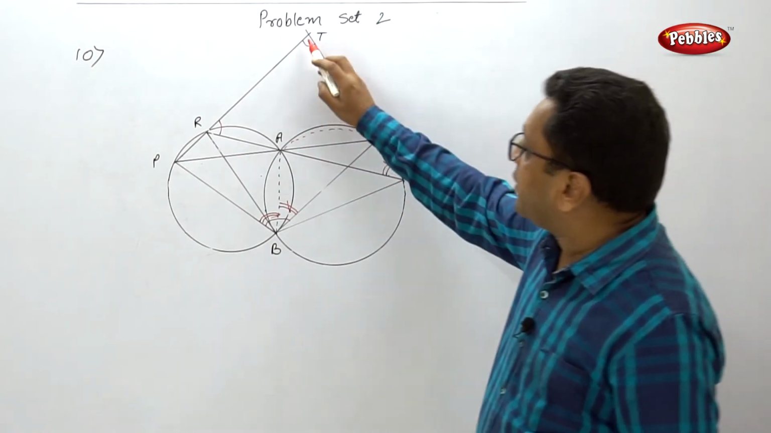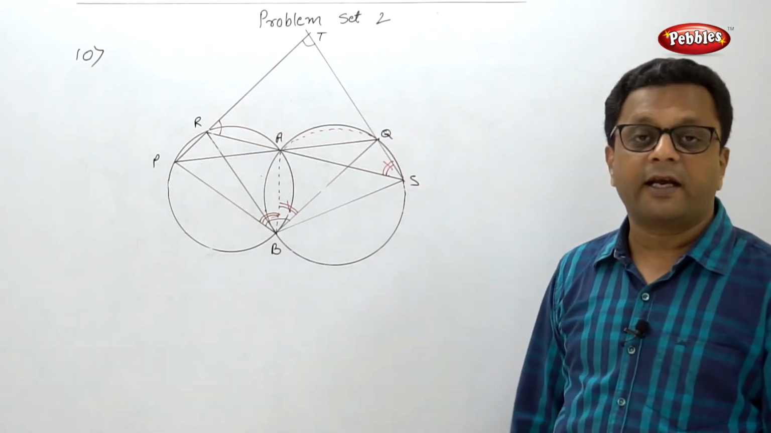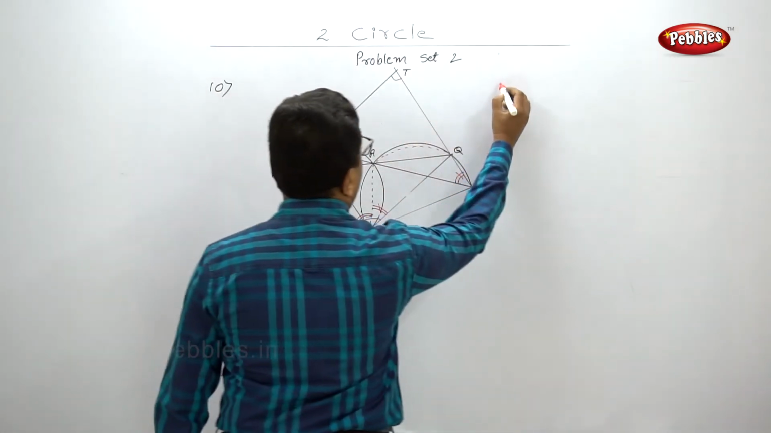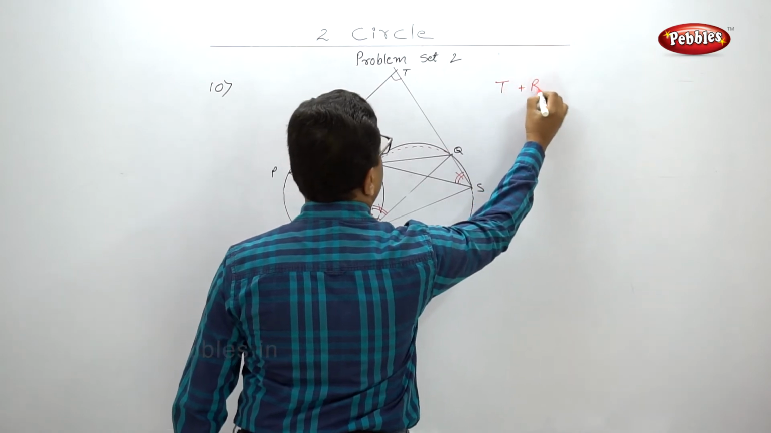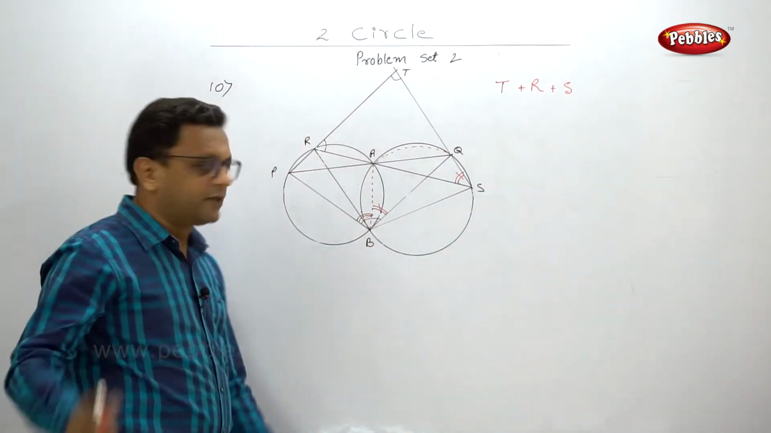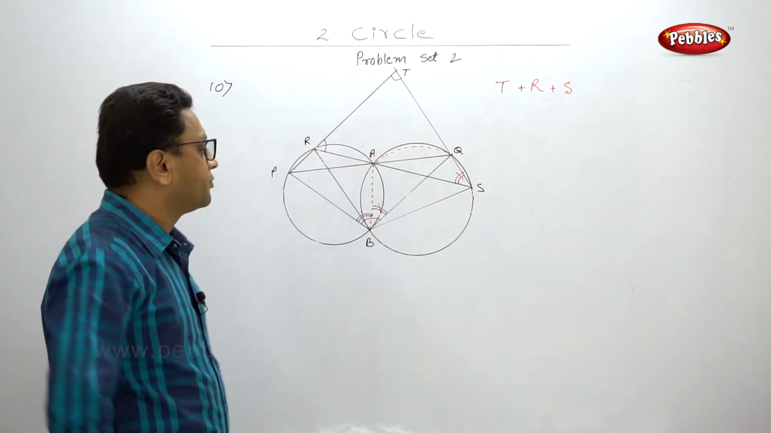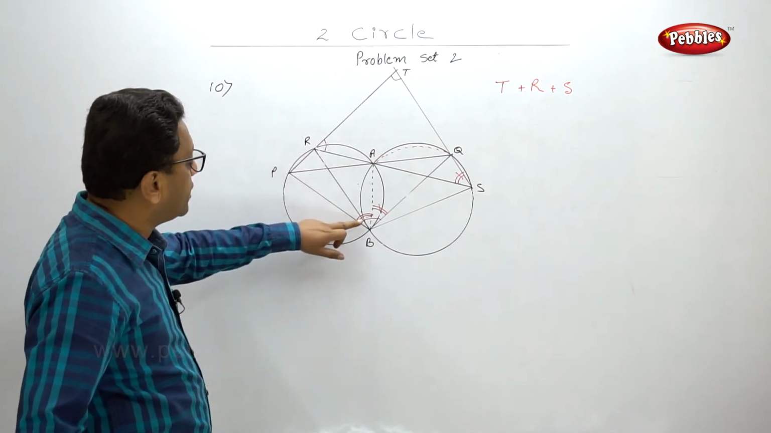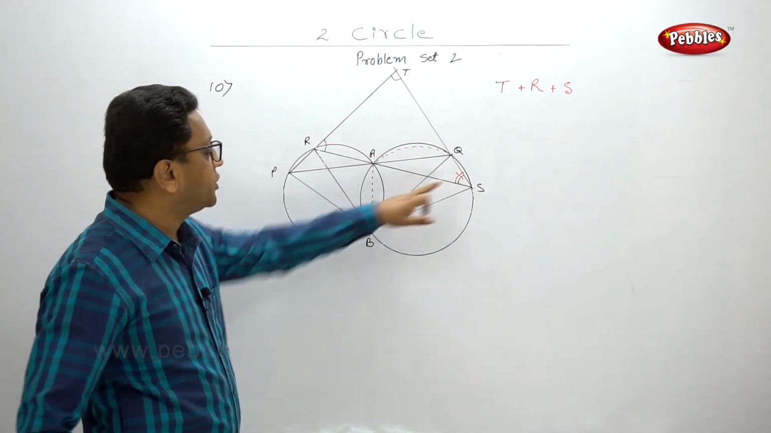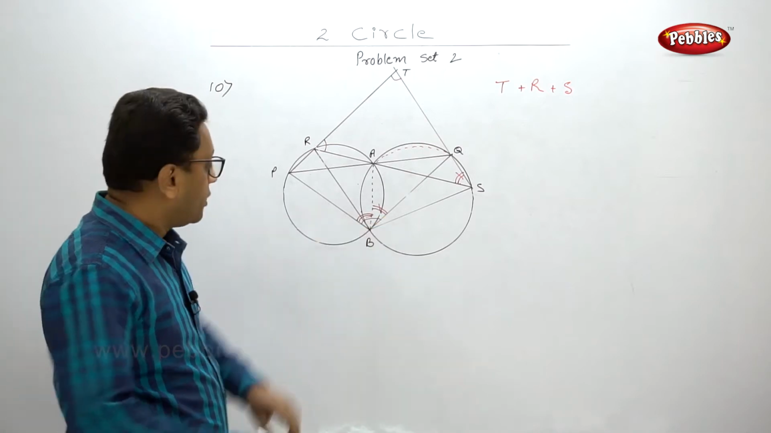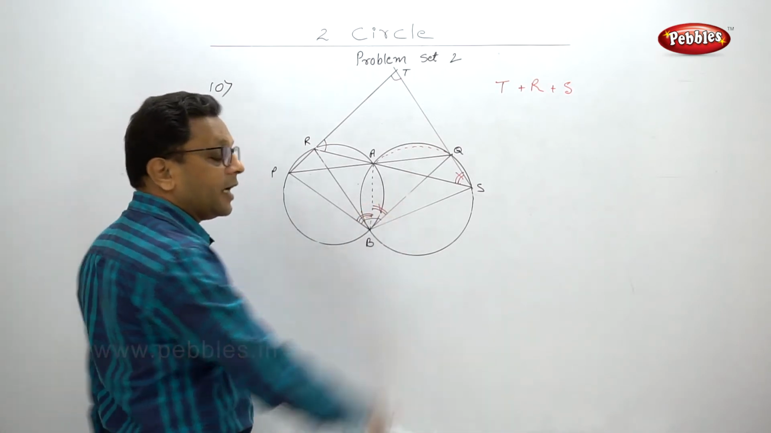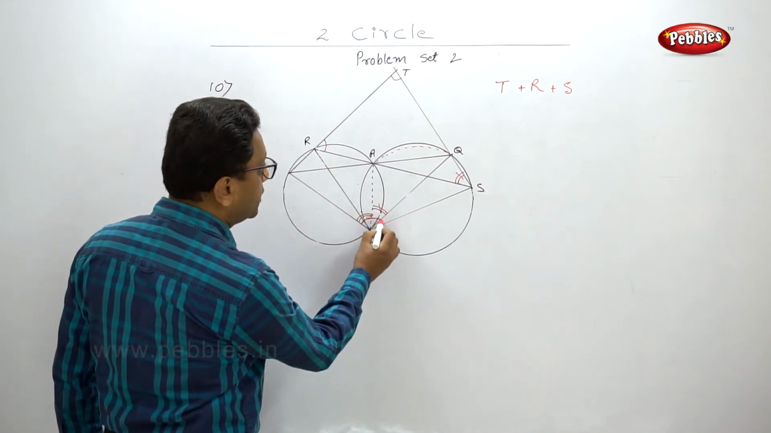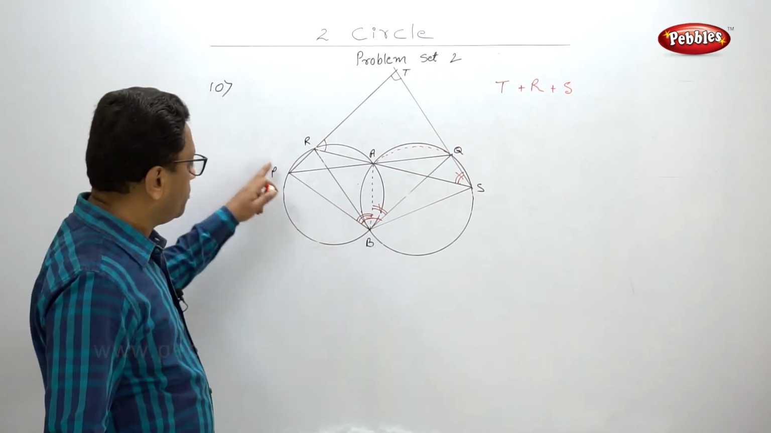Now in triangle TRS, what do we have? In triangle TRS, we have angle T plus angle R plus angle S. I am just writing directly T, R and S. Correct? But we know that instead of R you can write this and instead of S you can write this. But this angle is, by the angle addition postulate, angle PBQ.